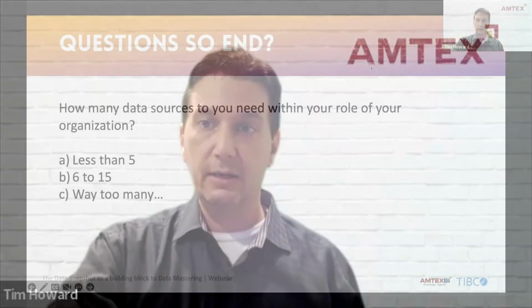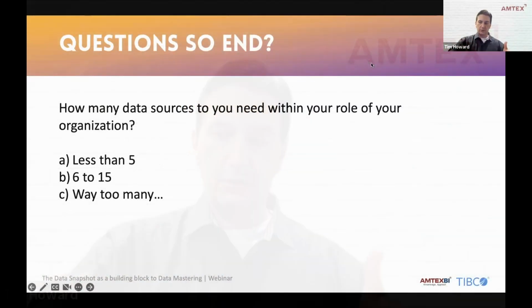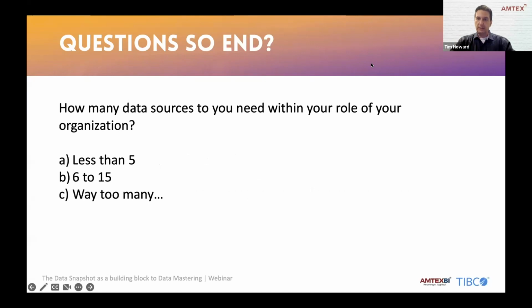One thing that comes up again as we look through this is the number of data sources that are needed. We were curious, and we hear a lot of different stories from a lot of different people: how many data sources do each one of you use on a normal basis, not throughout the whole organization, but just in your job within your organization? I have a feeling this is going to be all over the place, but: less than 5, 6 to 15, or way too many to count.